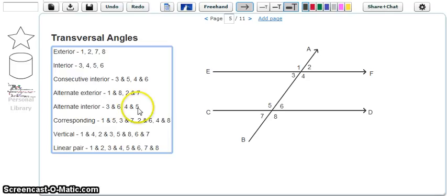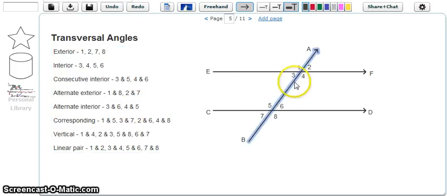Alternate interior angles would be 3 and 6, 4 and 5. This is because they're alternate, which means you cross the line, and interior means on the inside of the figure. Corresponding angles, examples are 1 and 5, 2 and 6, 3 and 7, 4 and 8. Corresponding just means that they are on the same side and they're equal to each other. As you can see, 5 and 1 are equal because they are corresponding.